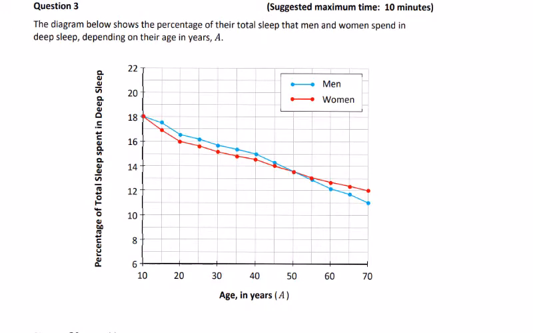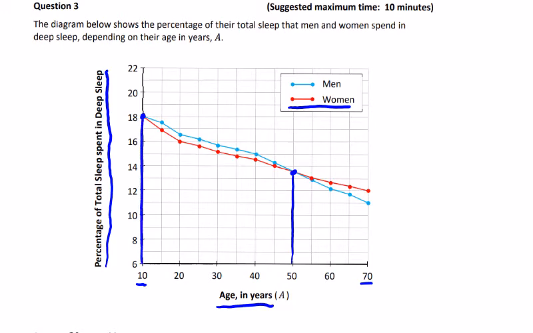In question 3 we have this diagram below showing the percentage of total sleep that men and women spend in deep sleep. We have their ages on the bottom, between 10 and 70, and along the side we have the percentage of total sleep spent in deep sleep. We can see from the diagram that there are 2 points of intersection. The red line is women, so women sleep less in deep sleep than men.